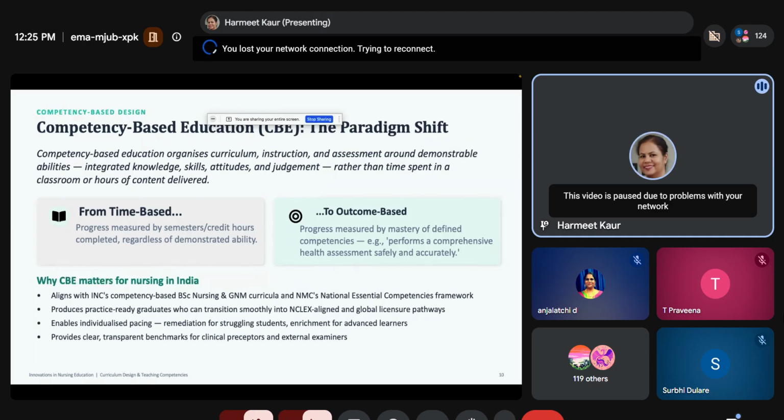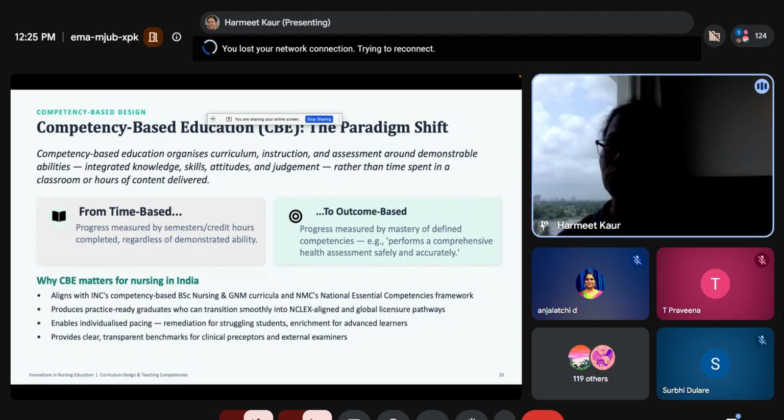Because Indian nurses are moving abroad. Are they able to manage the transition fully into those global pathways or not?